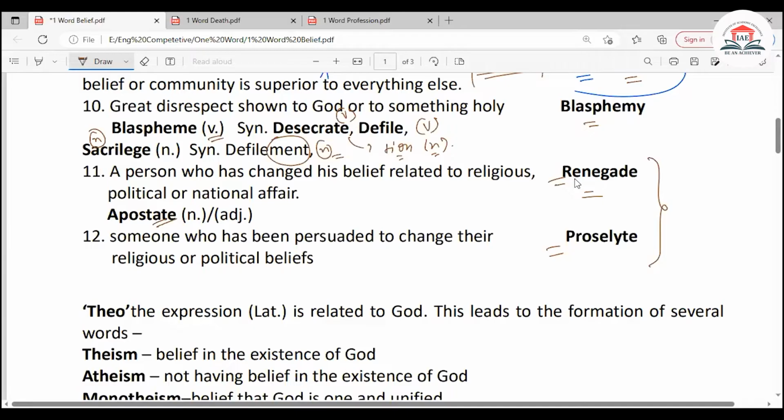He is an apostate, he is a proselyte, right? Now, this is a very delicate difference between the word apostate and proselyte. In most cases, a proselyte has been fed to change his or her religion. He is induced, right? He is provoked to change his religion.